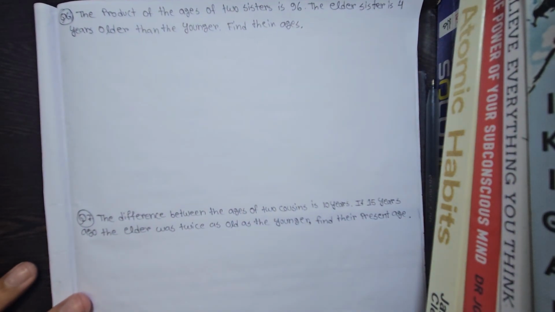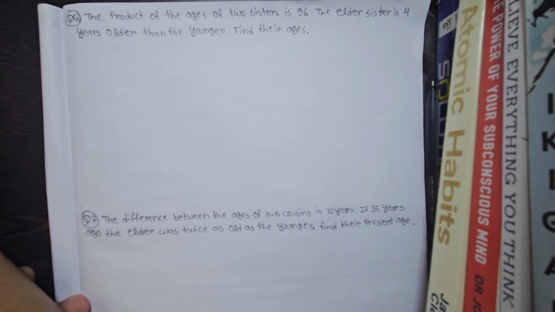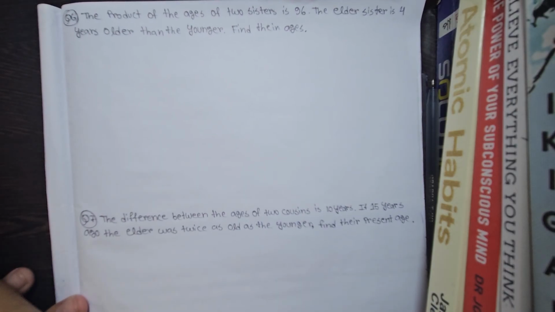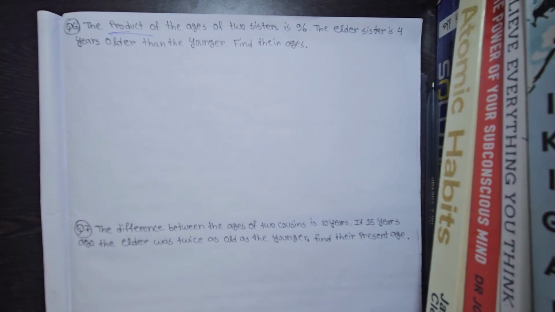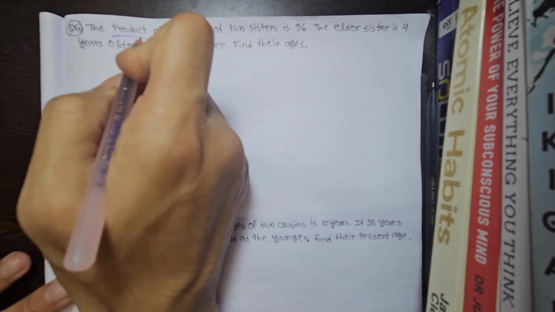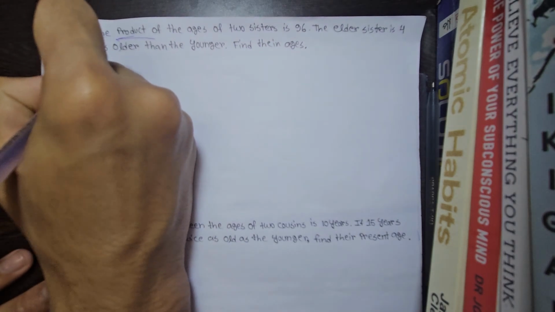Now coming to the next problem, they are saying the product of the ages of two sisters is 96. The elder sister is 4 years older than the younger. Find their ages. Here the product means the multiplied value of their ages. That means if one sister is 2 years old and another sister is 4 years old, their product will be 2 into 4 equals 8. So they are saying that the product of the ages of the two sisters is 96, right? So how will you find that?